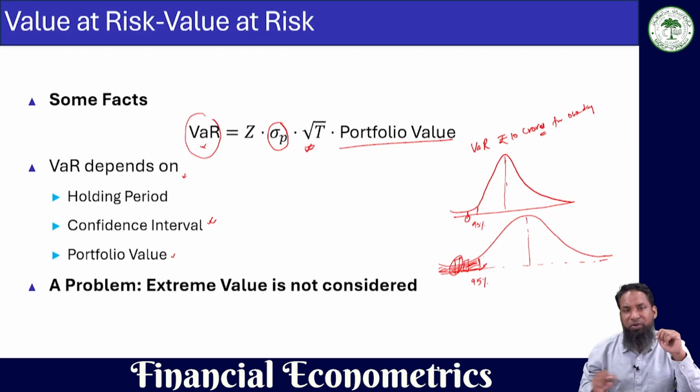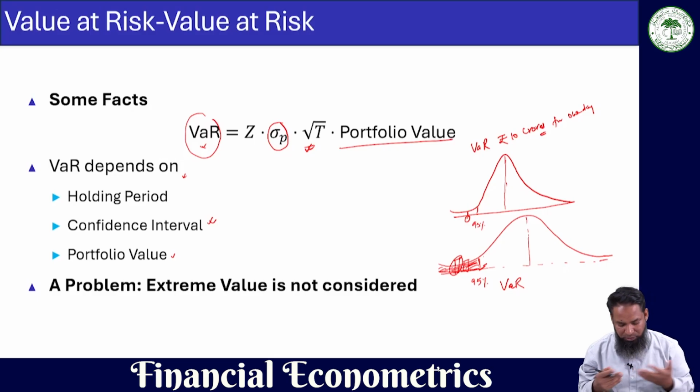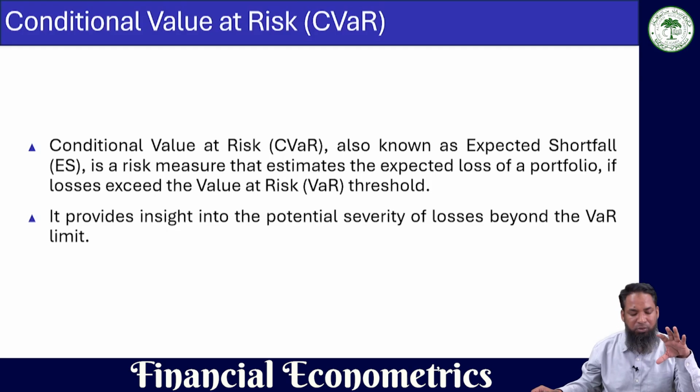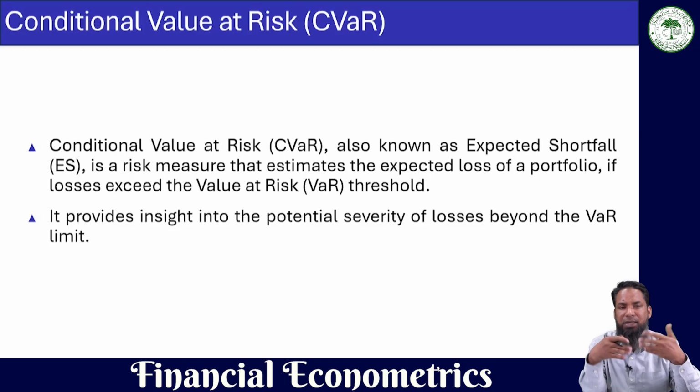So those extreme values which occur, we are not able to capture in this particular measure of value at risk, whether it's the Monte Carlo simulation method, the historical method, or the variance covariance approach. In any method, through the concept of value at risk, we are not able to capture the extreme loss cases. Therefore, we have another measure, which we know as the conditional value at risk. Basically, it's an extension of the value at risk.